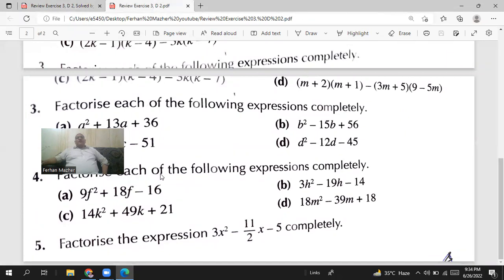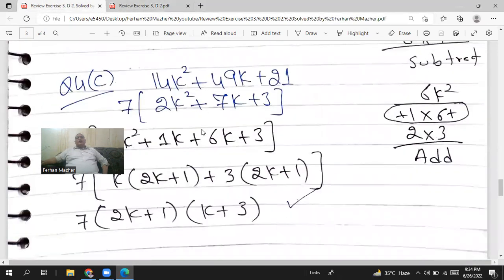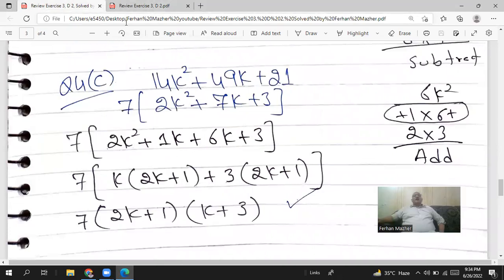Okay, so question number 4, its C part, is showing up on your screen. 14k square plus 49k plus 21. The first thing, a very important thing, is that they all can be divided by 7. So we will take 7 common. So take that 7 out, put a square bracket there. 2k square plus 7k plus 3, square bracket close.